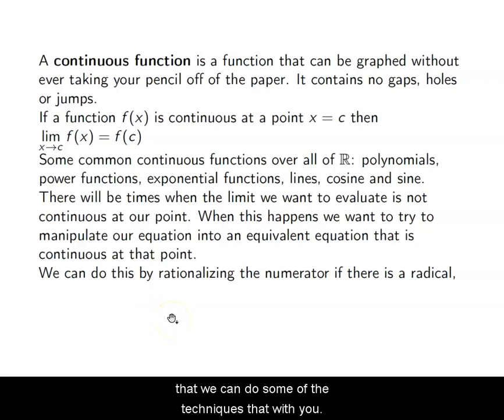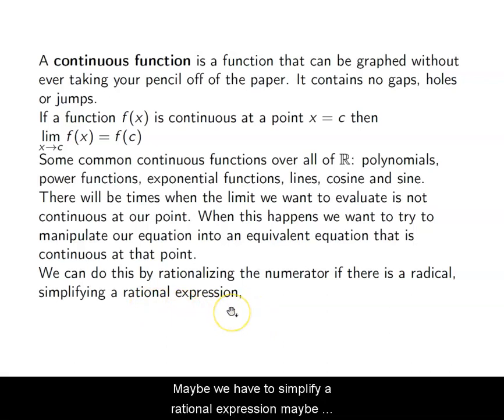Some of the techniques that we use is rationalizing the numerator if we have a radical, okay? So up to this point, we've mainly focused on rationalizing denominators, but there's going to be times where we're going to have to do the opposite and actually make the numerator a rational term, and introduce a radical in the denominator to get rid of this point that may be causing us problems, okay? Maybe we have to simplify our rational expression. Maybe there's a common factor where our point of interest is a 0 in the numerator and denominator, and we can just cancel it out, okay?